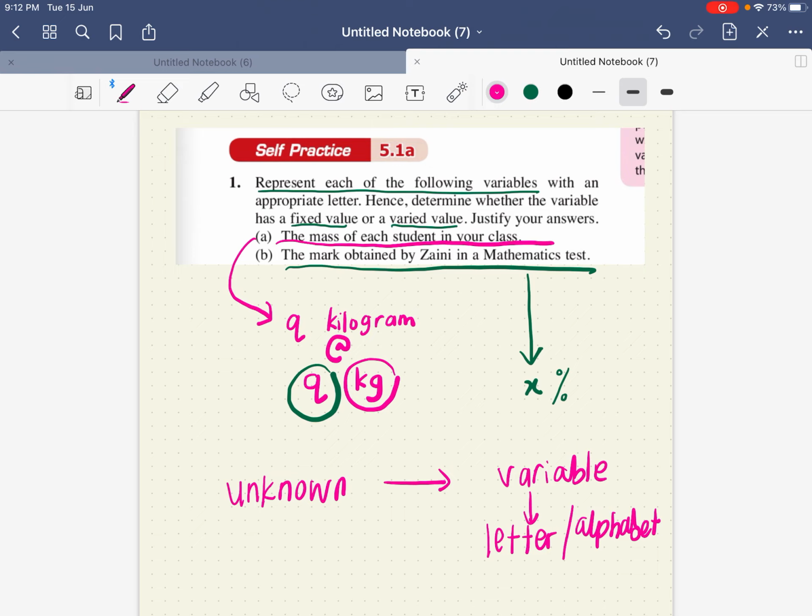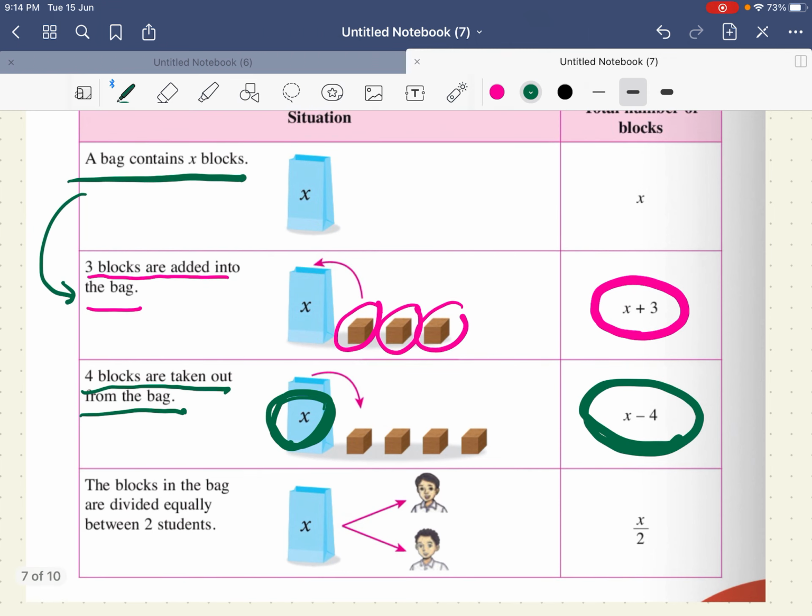Okay, dalam bag tu dia buat keluar 4. That is why dia akan jadi X minus 4. Kenapa X? Sebab ni lah, sebab dari kes yang pertama ni, we don't know. We don't know how many block inside the bag.